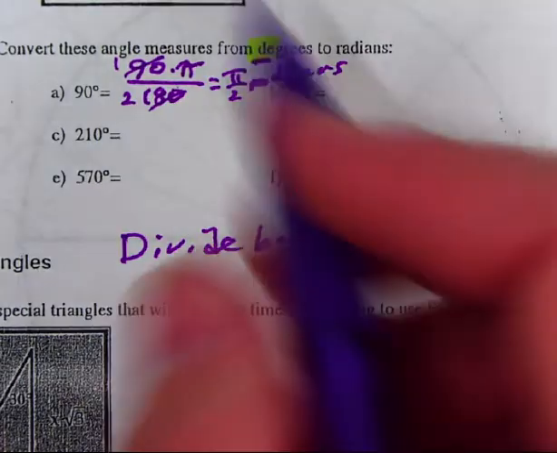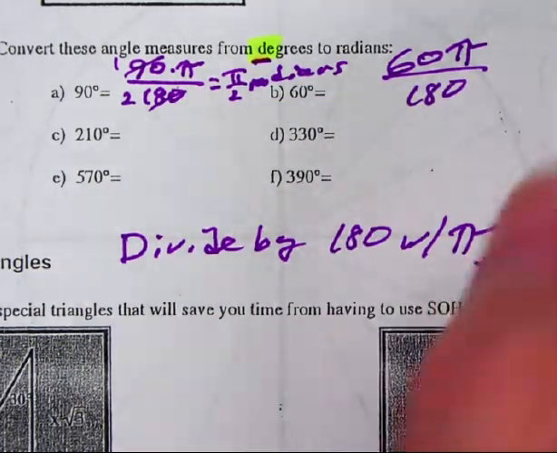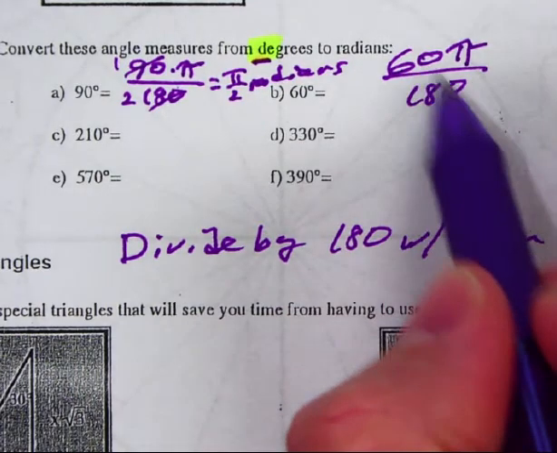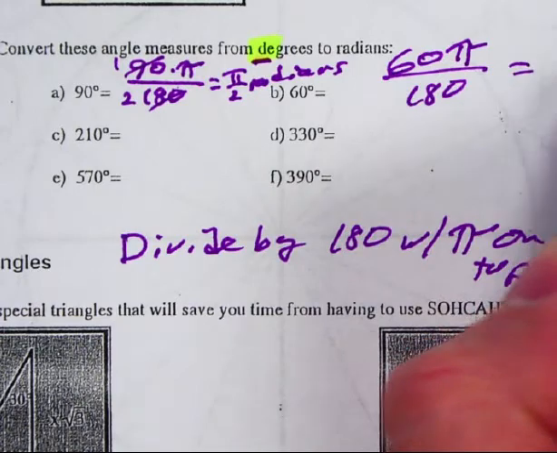Next one, 60 over 180, put pi on top. Now, again, you're just reducing. 60 divided by 180 is 3, so that's 1/3, so it's pi over 3.